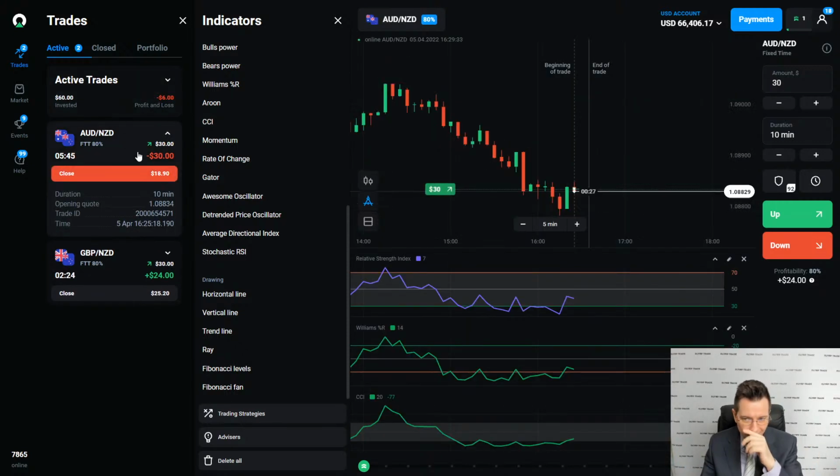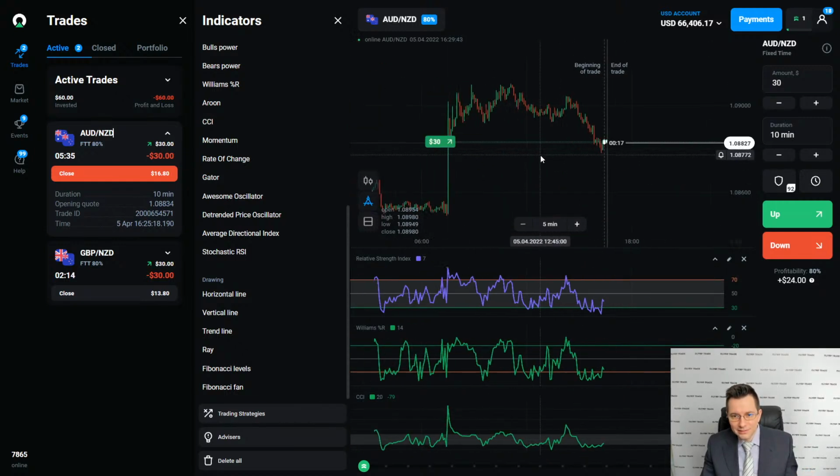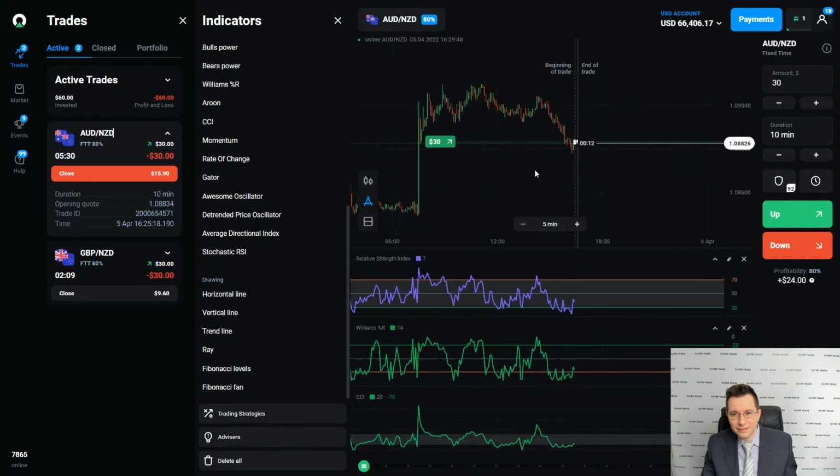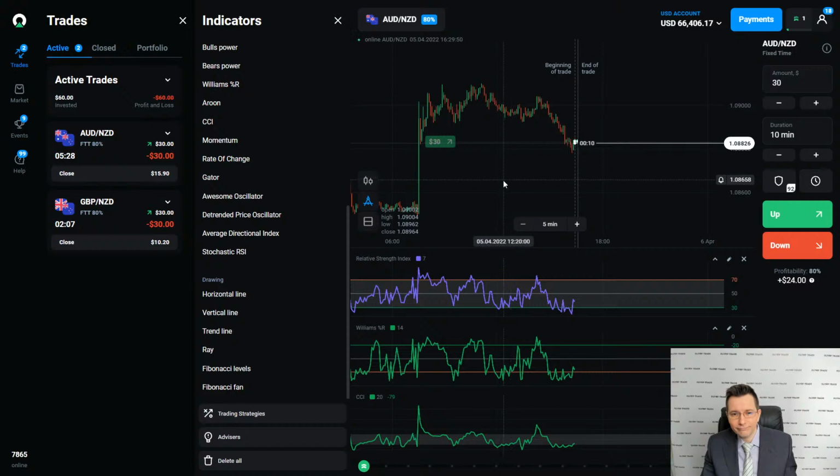Come on, what's going on with the Aussie NZD? I think this trade will go fine. I'm not going to close it ahead of time. I think it's just some market static, although, you know, anything can happen. Look at this massive bullish trend, or excuse me, bearish trend, massive bearish trend. And now both the trades went negative.